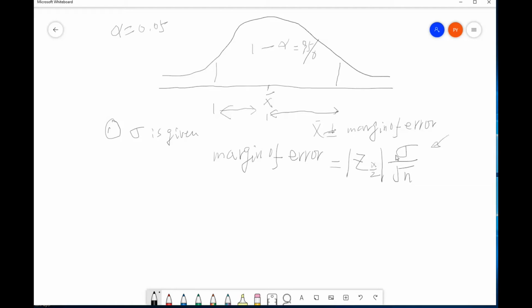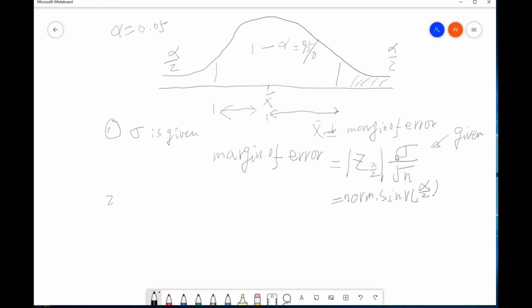Again, this is given. So this is the z score. Why alpha divided by 2? Because we have two tails. So this is half alpha, and this is another half alpha. Eventually I'm going to show you how to use an Excel function to calculate the z score. This z score will equal NORM.S.INV of alpha divided by 2. So this is how to calculate the z score.